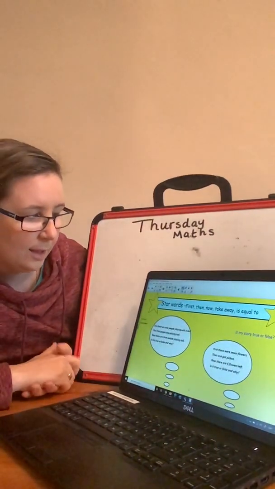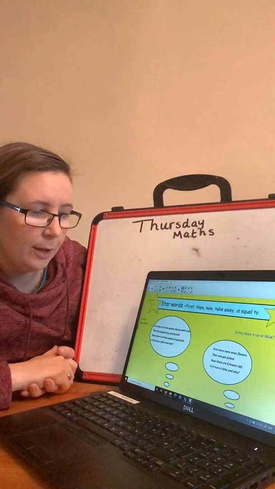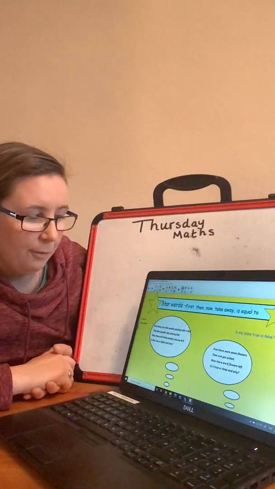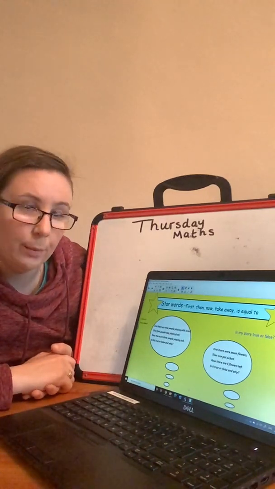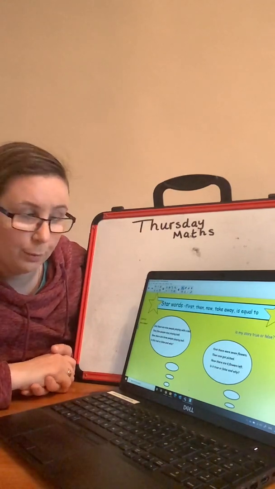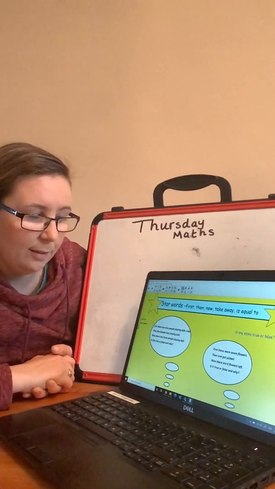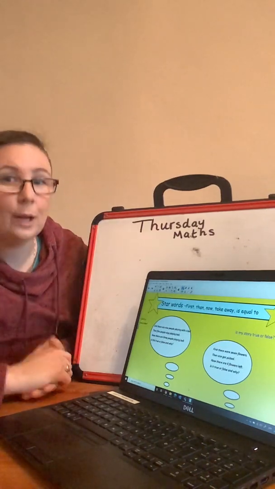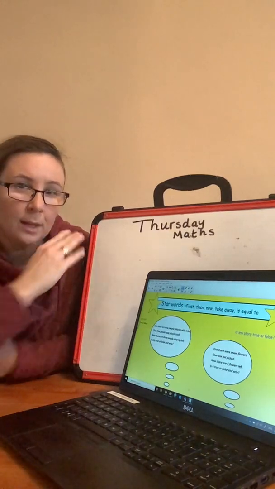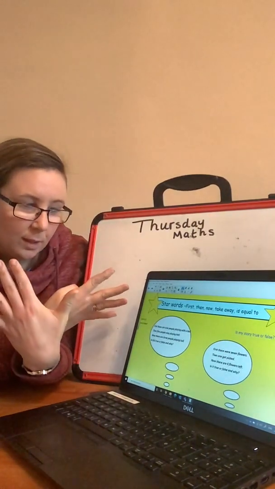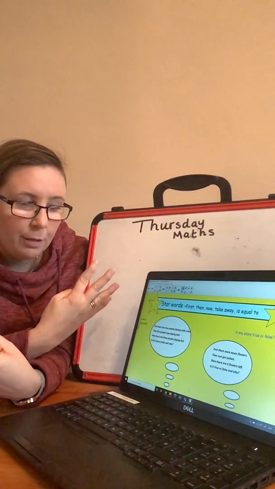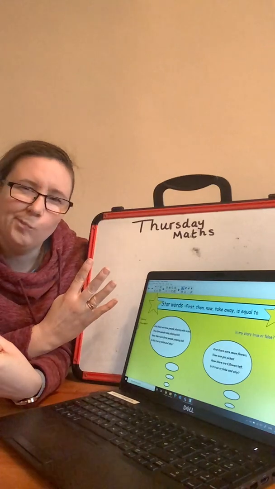So let's listen. First, there are 9 people playing with a ball. 9. Then 5 people stopped playing with the ball. Now there are 3 people playing ball. Is this true or false? And why? So listen again. There were 9 people playing ball. Then 5 people stopped playing. Now there are 3 people playing ball. Is that right?